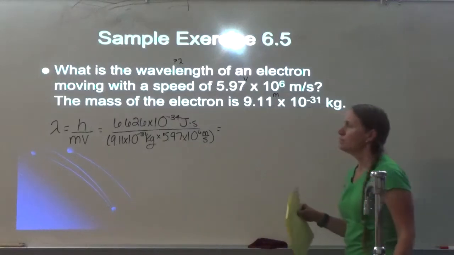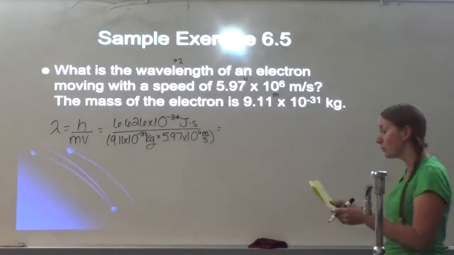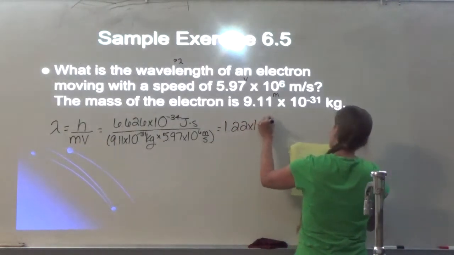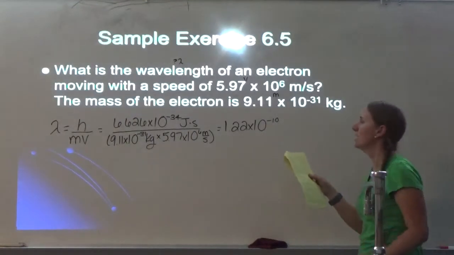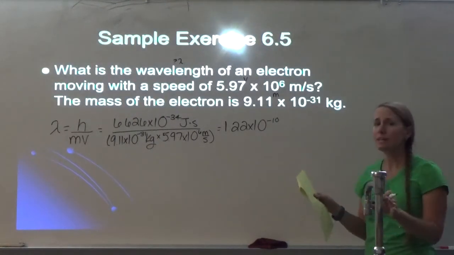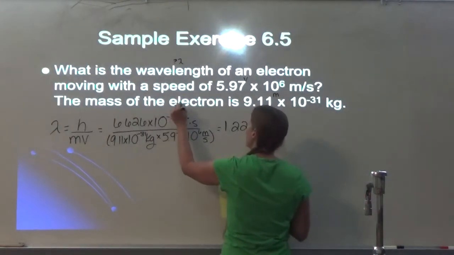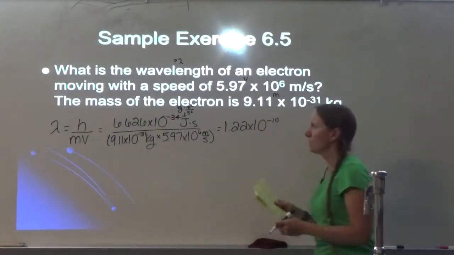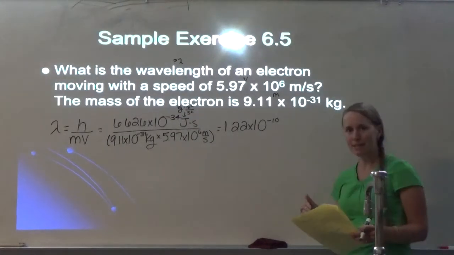When you do a problem like this, the math should hopefully be super easy. You shouldn't have any trouble with the math. To do the math, you should get 1.22 times 10 to the negative 10. We'll hold off on the unit for just a second. It's the units that can throw you off. One thing you may not know is a joule is just a kilogram times meters squared per second squared.